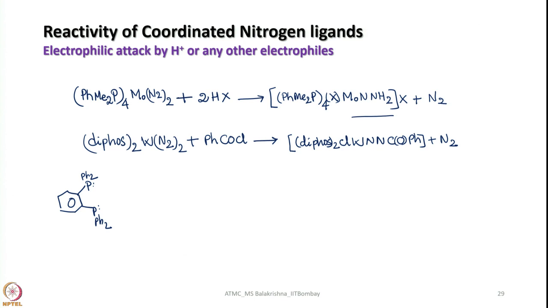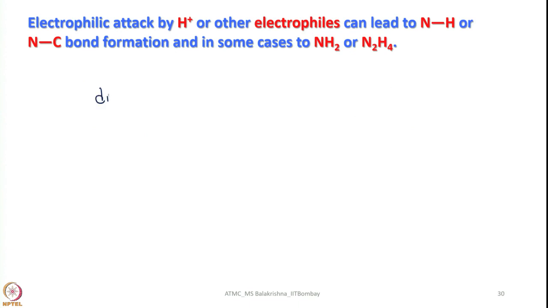The mechanism of N2 reduction in biological system is not really clear. However, the reactivity of coordinated N2 is well studied. The reaction involves usually hydroxide, imido and nitride species. The possible reactions one can anticipate are electrophilic, nucleophilic or coupling reactions. So now let us look into the electrophilic attack by H or other electrophiles. The same reaction I am considering again.